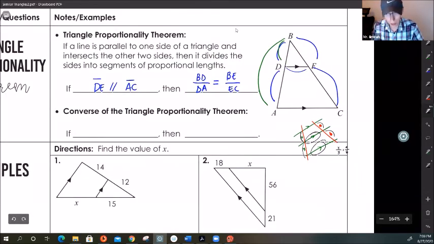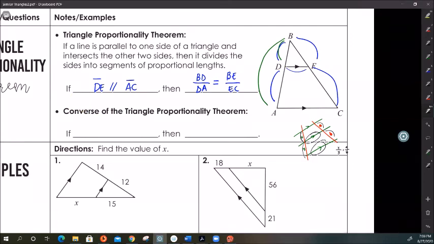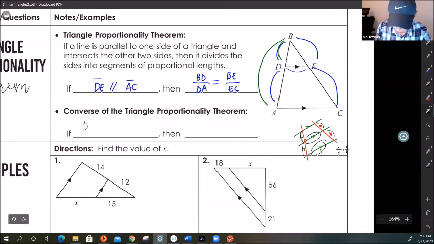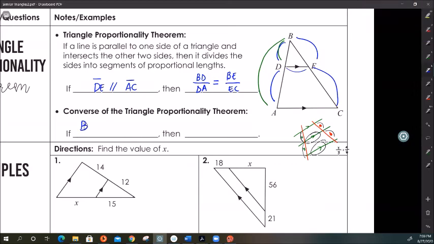Converse of the triangle proportionality theorem. You're going to learn what converse is in our second class, I think. You switched them. Converse means the opposite of that, so the opposite of that also works. Okay, so if you know that BD to, let me just write that down. How many of you know converse already? Raise your hand. Awesome, Trisha.